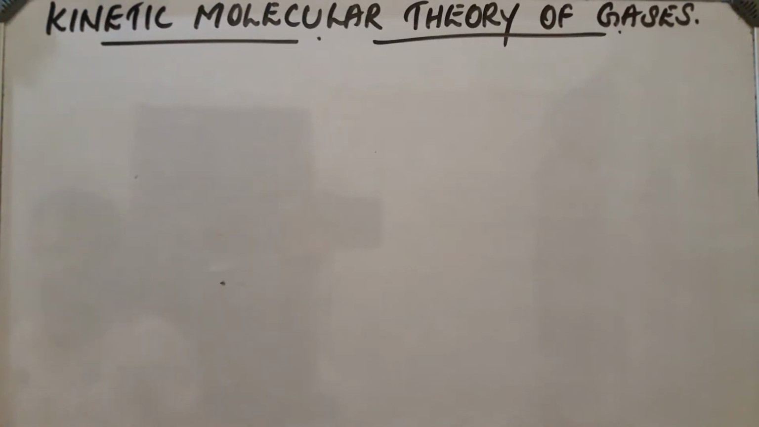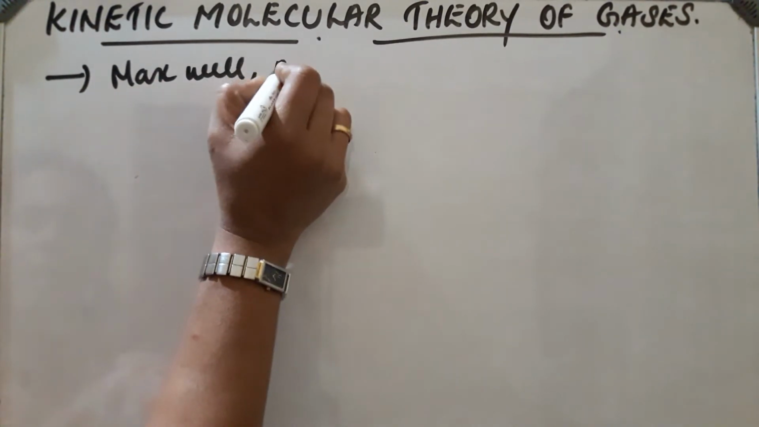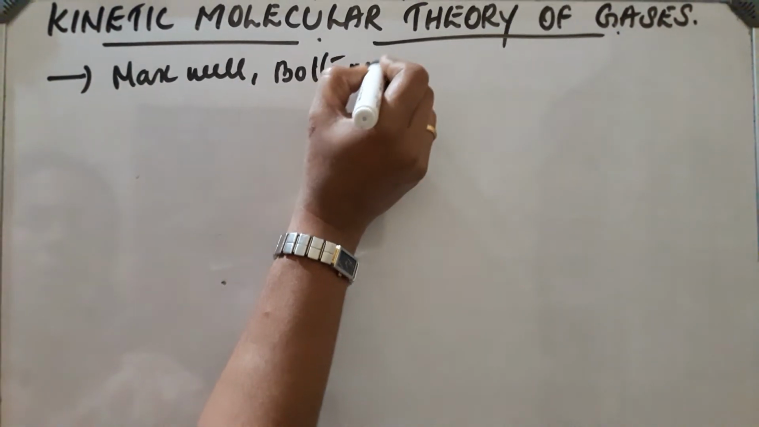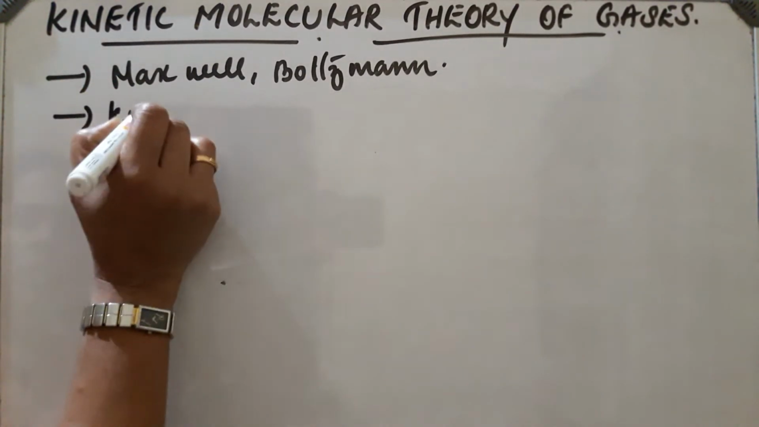Kinetic molecular theory of gases. Gas laws like Boyle's law, Charles' law, etc. were based on experimental observations and they were not based on any theory. In order to explain the general behavior of gases, Maxwell, Boltzmann, and others put forward a theoretical model of gas, and this theory is known as kinetic molecular theory of gases.